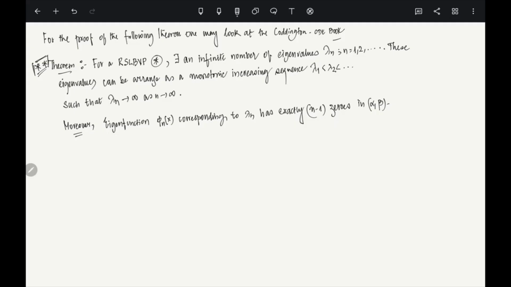Now let's look at the singular Sturm-Liouville boundary value problem. By the way, the theorem which I just talked about, this last theorem, we are going to use this theorem. It's not like I just gave it to you for fun.